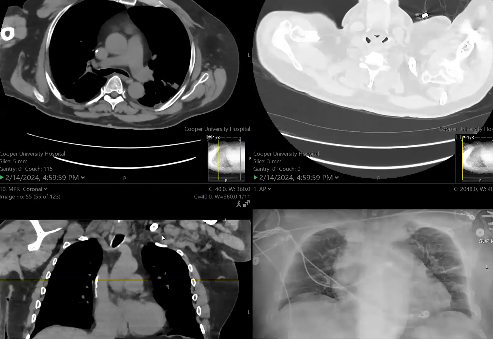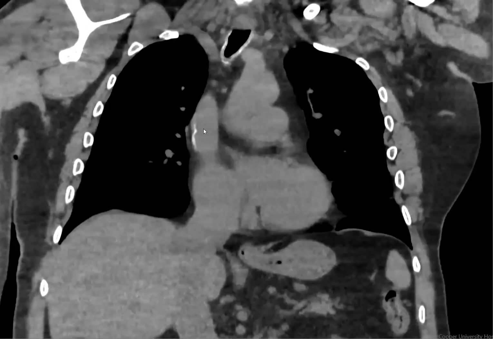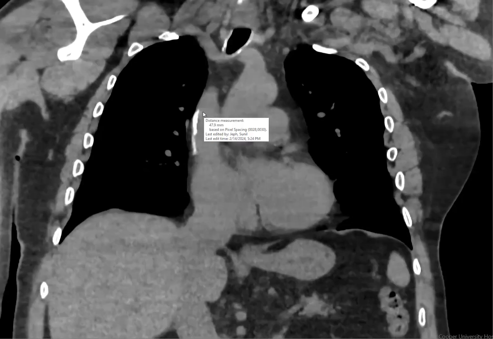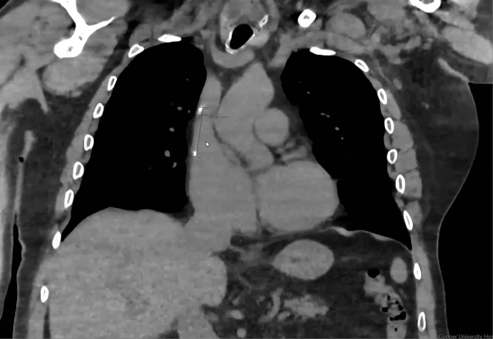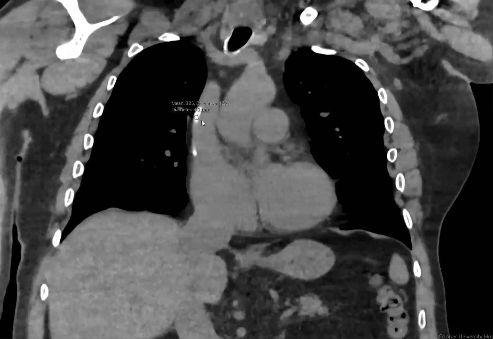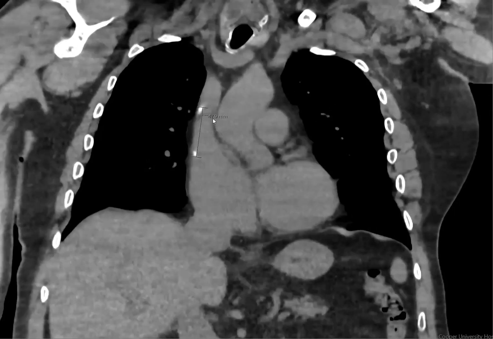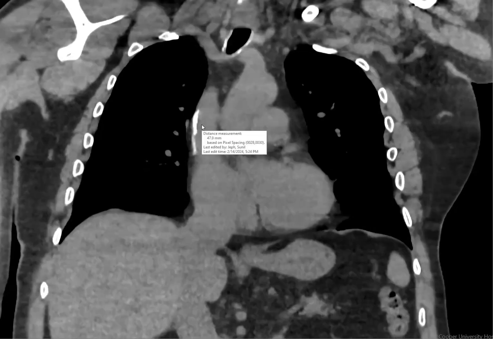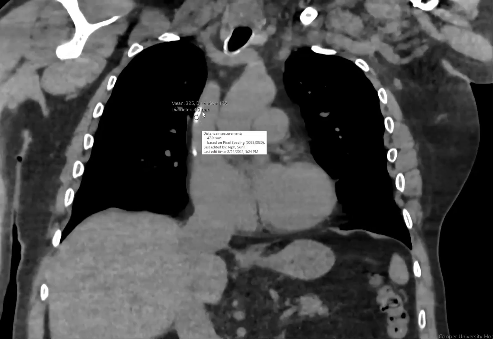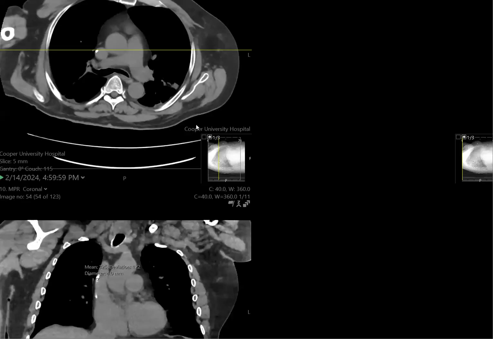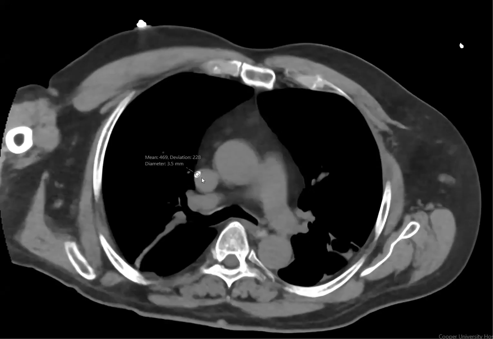And if you look on the coronal images, we can see this linear hyperdensity corresponds to the level of the cardiac leads that were present on the prior chest X-ray. And this measures approximately 4.8 centimeters in length. And if you draw ROIs over this hyperdensity, it measures around 325 Hounsfield units on this image. Let's look at the axial image. And on the axial image, you can see the density goes up to 470.